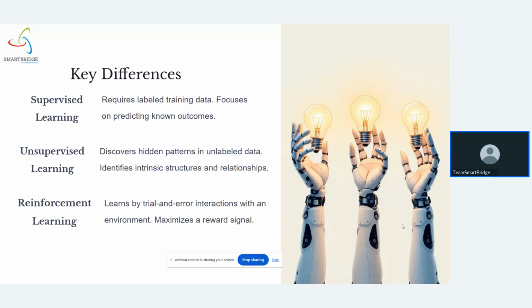So key differences. Supervised learning works with labeled data. Unsupervised learning works with unlabeled data, discovers hidden patterns in it and clusters them. And reinforcement learning is a trial and error method. That is the difference. After today, no more confusion between all these types. Okay? Because you have to understand and be able to explain all these types.